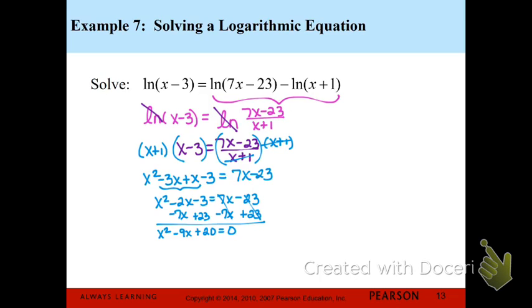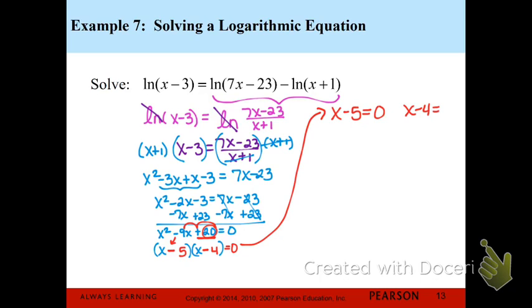And I can factor that trinomial. So x and x. What multiplies to 20 and will add to 9? Bigger number first. Bring down that first sign. Negative 5 times what gives me a positive 20? Negative 4. Good. So we set them equal to 0. x minus 5 equals 0, x minus 4 equals 0, and solve.